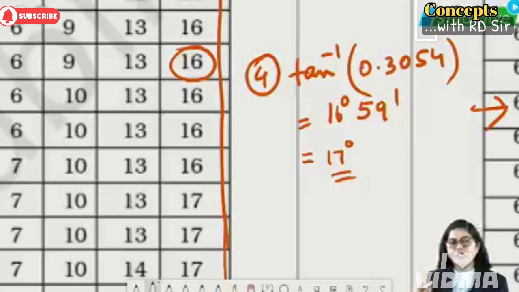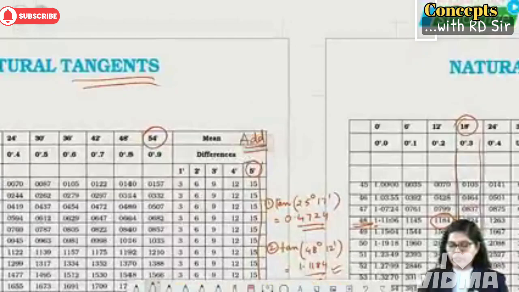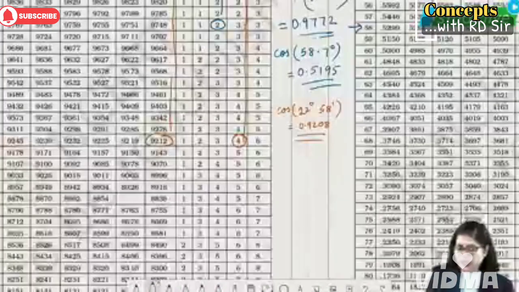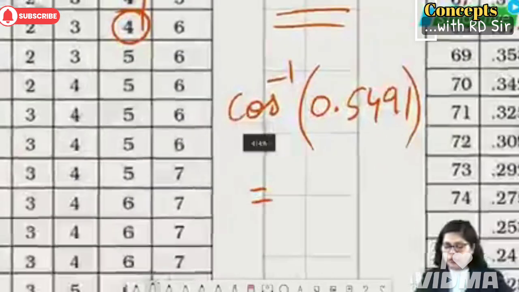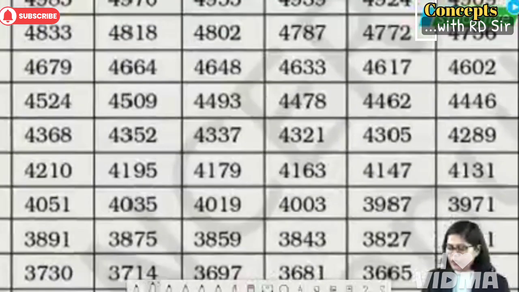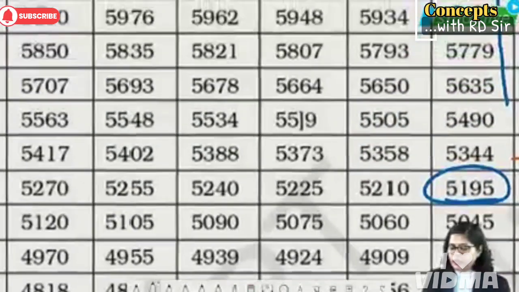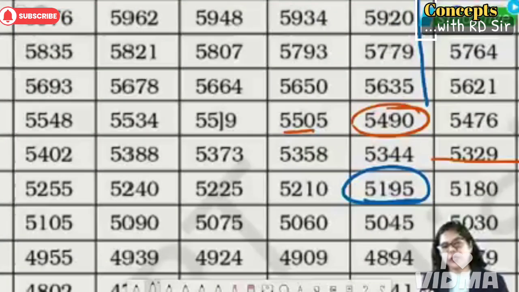Right, students? The same thing in reverse we are going to do for sine and cos also. So for sine and cos, I'll just show you one method, how to check the inverse. Suppose it is cos inverse of, say, 0.5491, if this is a number and I have to check the angle part. So we are going to check 0.54. Look at this here, 5490 I got, right? So this number is very close to 5491.